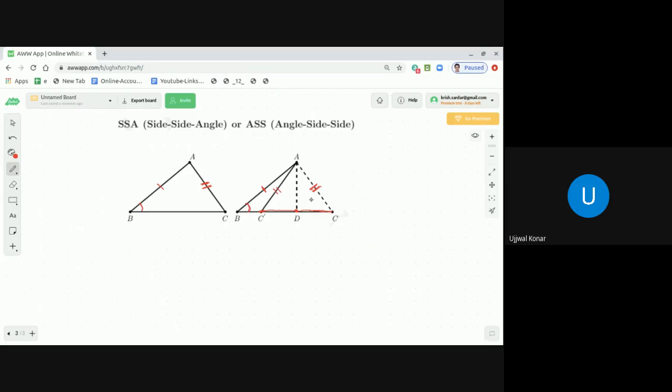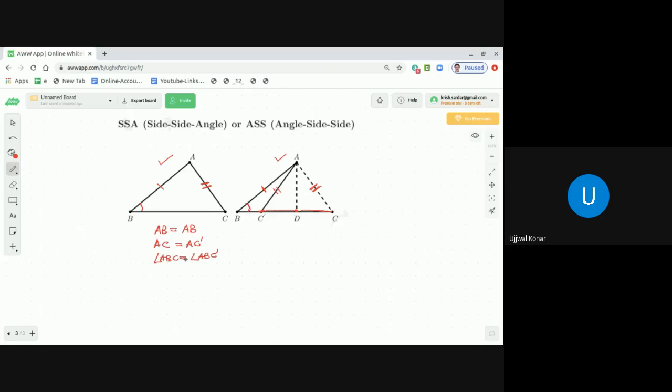Now what are the two triangles you got? Left hand side you got ABC and right hand side you got ABC dash. Okay, and in both these triangles ABC and ABC dash, what you see? You see that AB is equal to AB. AB of the left hand triangle is equal to AB of the right side triangle. Then AC in the left side triangle is equal to AC dash of the right side triangle, and angle ABC of the left side triangle is equal to angle ABC dash of the right side triangle.